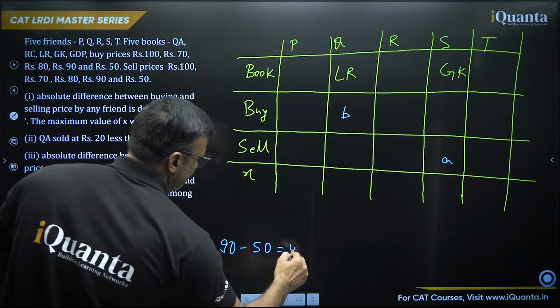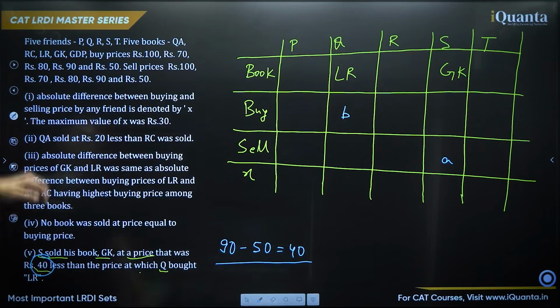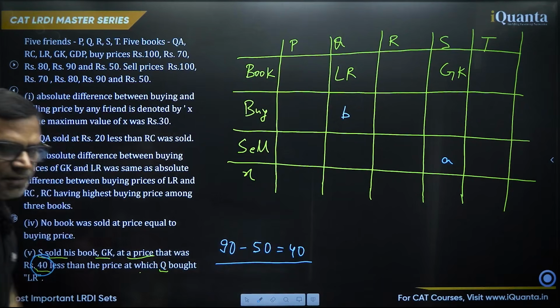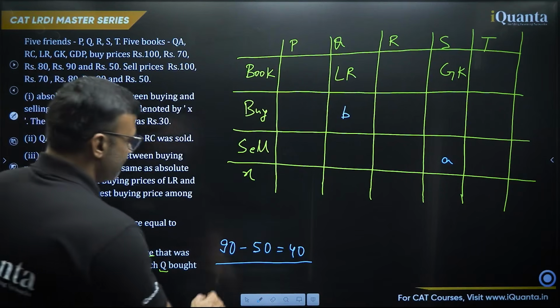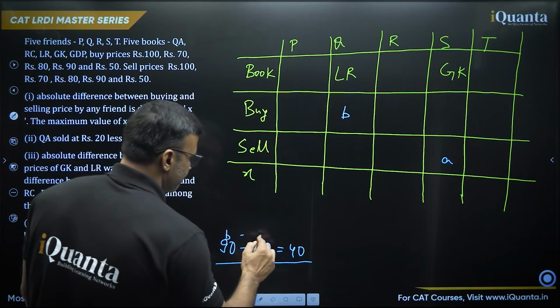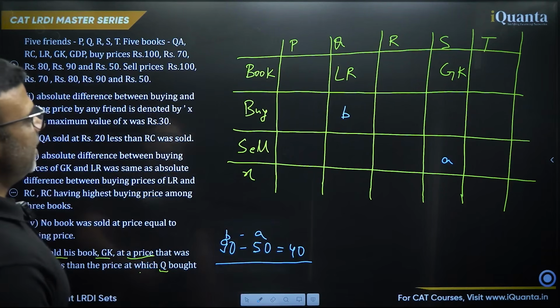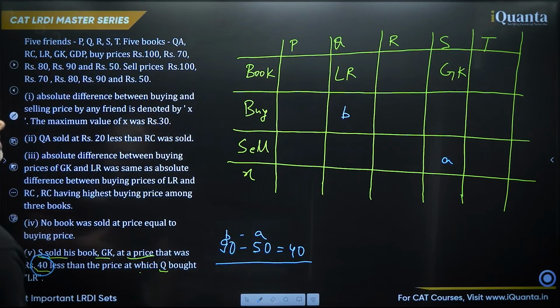Read it again carefully. A difference of 40 is possible only if you take one value from selling prices and one value from buying prices. There is only one way it is possible: the difference 40 has to be 90 minus 50. So what does it tell us? The selling price of GK is 40 less than the buying price of LR, so this is B minus A. The buying price of LR has to be 90 and the selling price of GK has to be 50.